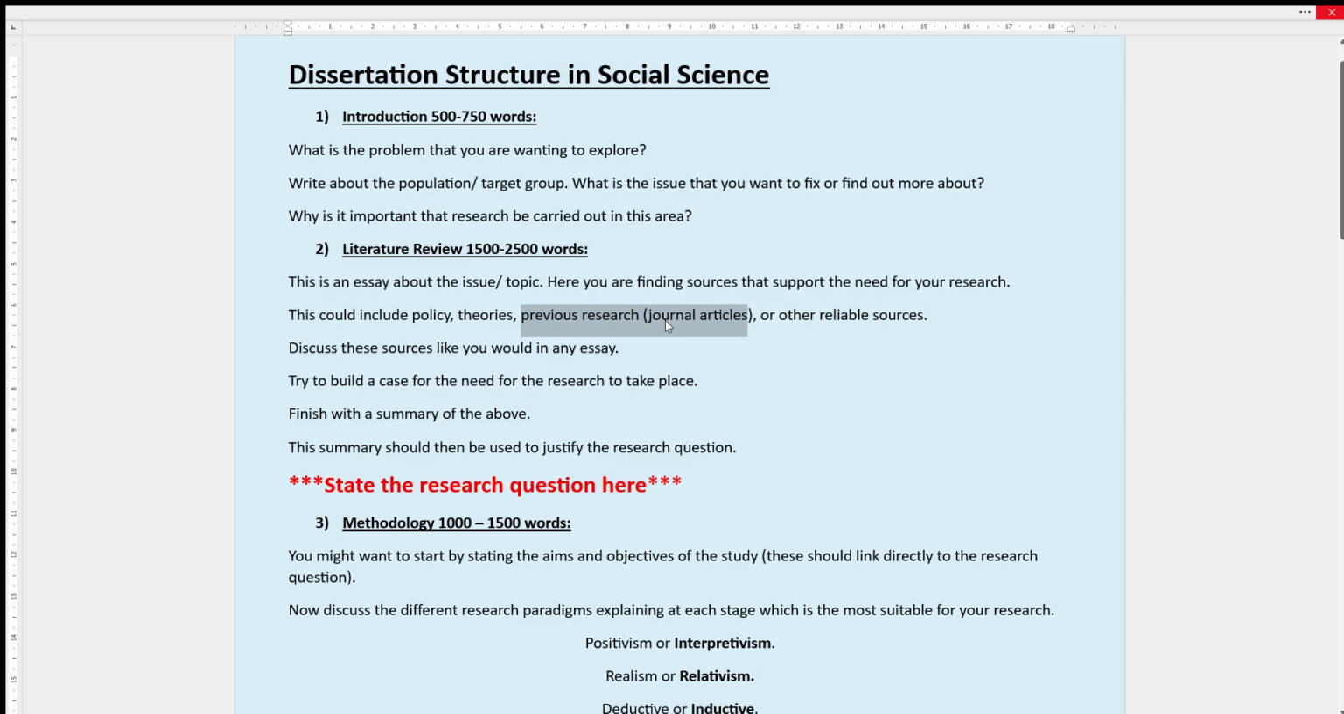You want journal articles which just give the background about the topic and the population, and other reliable sources, and discuss those sources just like you would in any essay. It's just generating that discourse, that discussion around these different sources, how they relate to the topic, how they inform the topic. But you've got to have an end goal in mind. The end goal for the literature review is to try and build a case for the need for the research to take place.